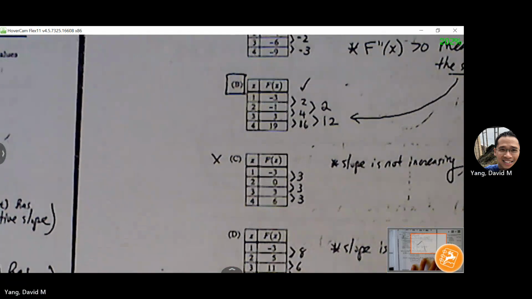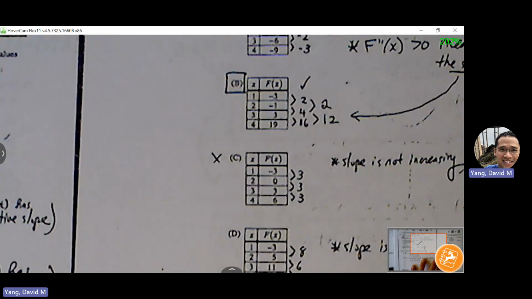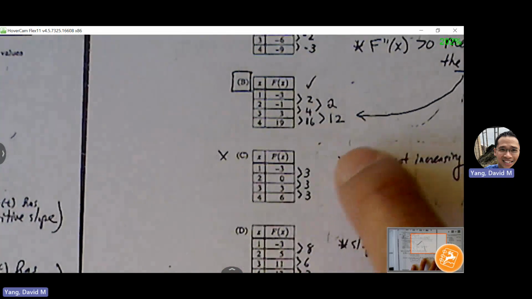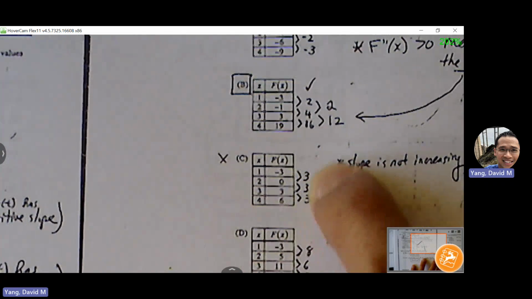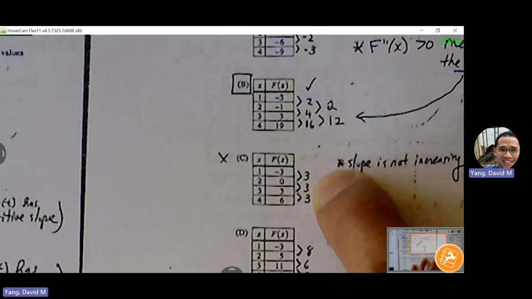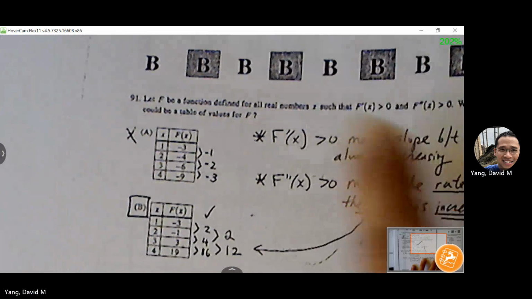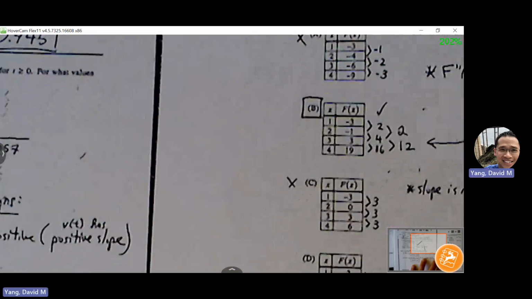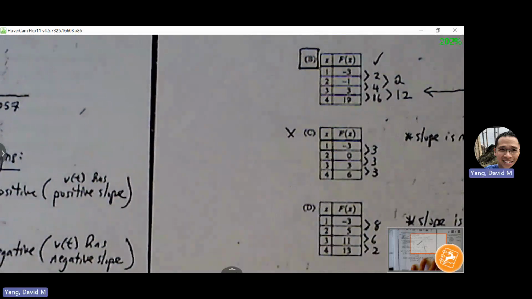Now these are all positive slopes. That's great, but it's saying that the second derivative is positive. That means these slopes need to be increasing as well. And we don't see the slopes increasing, so it doesn't fulfill. The number needs to get bigger, right? So that wouldn't work.